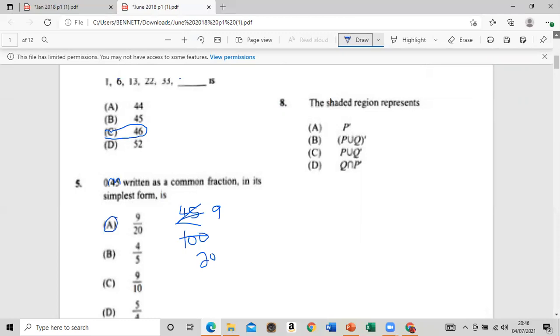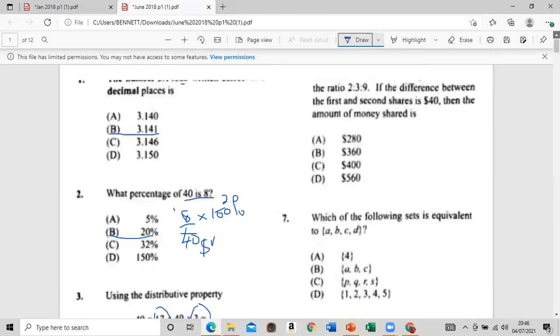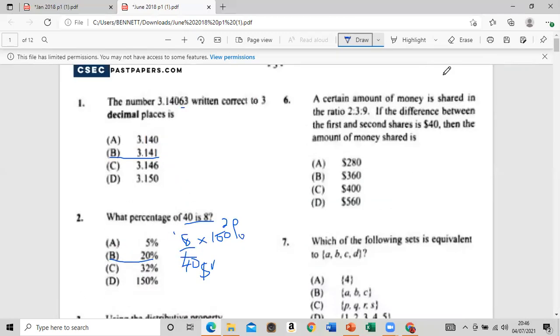Guys, we're not having time to waste. The exam is tomorrow. A certain amount of money was shared in the ratio 2 to 3 to 9. If the difference between the first and the second share is $40, then the amount of money shared was, alright, this is how we can approach it. We know the difference is one share, right? So all we have to do is add up these and multiply it by 40. Whatever we get, that would be our answer.